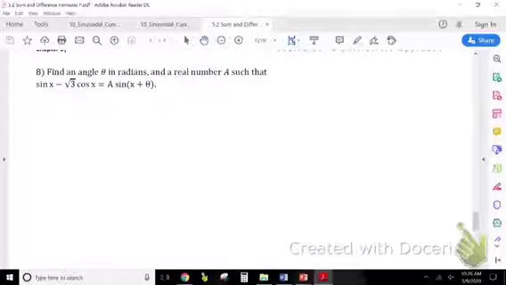So example 8 tells us to find an angle theta in radians and a real number a such that sine of x minus the square root of 3 of cosine of x will equal a times sine of x plus theta. So if you look at your format right here, that's the format that the rejection formula is in. So this we could write as a sine of x plus b cosine of x.